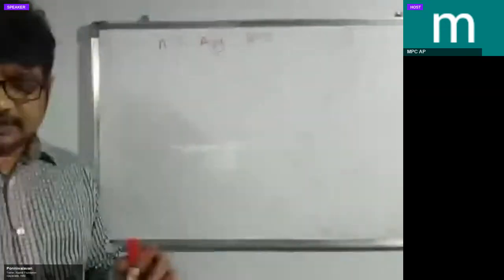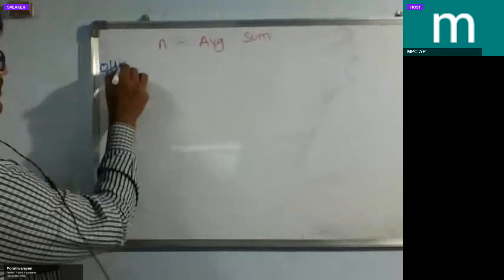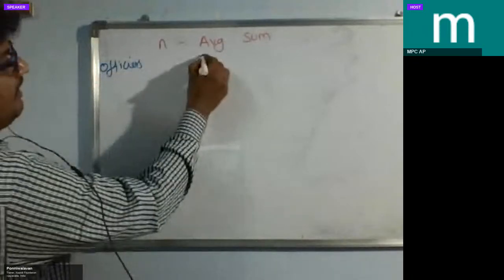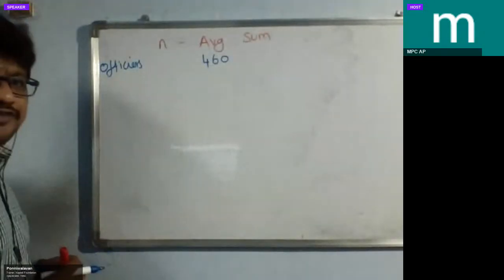Okay, listen. So the officers' average is 460. And how many officers are there?